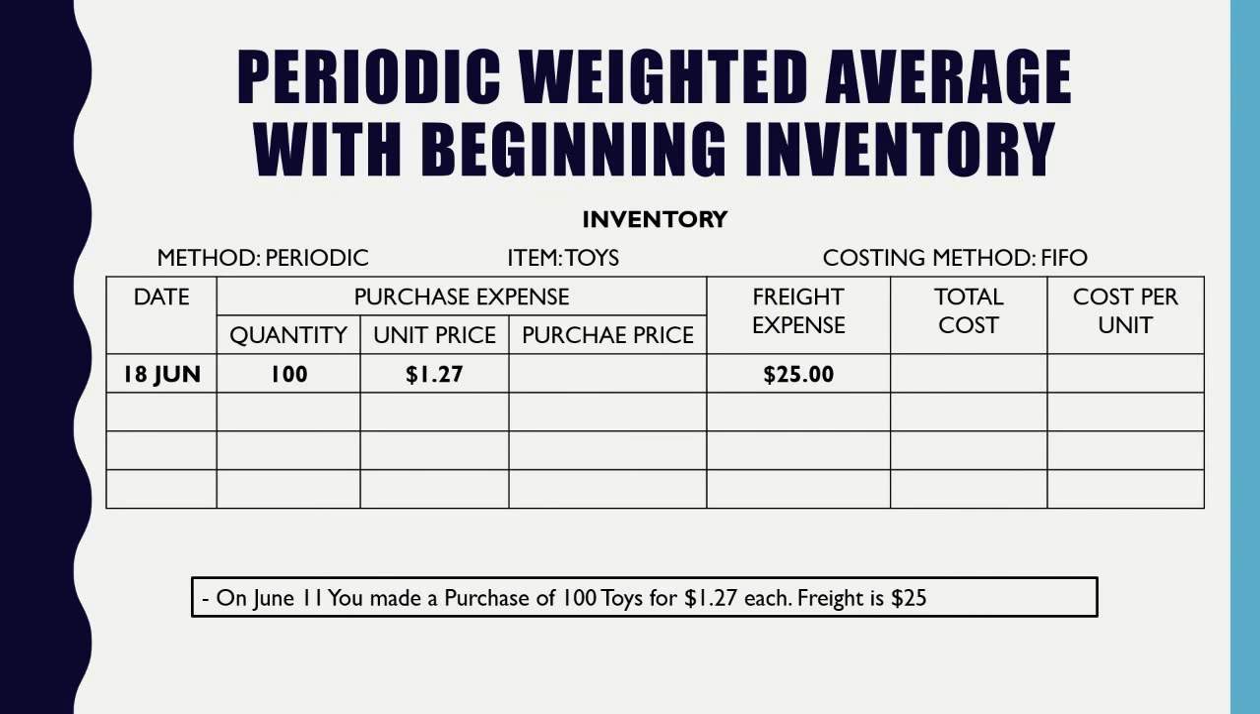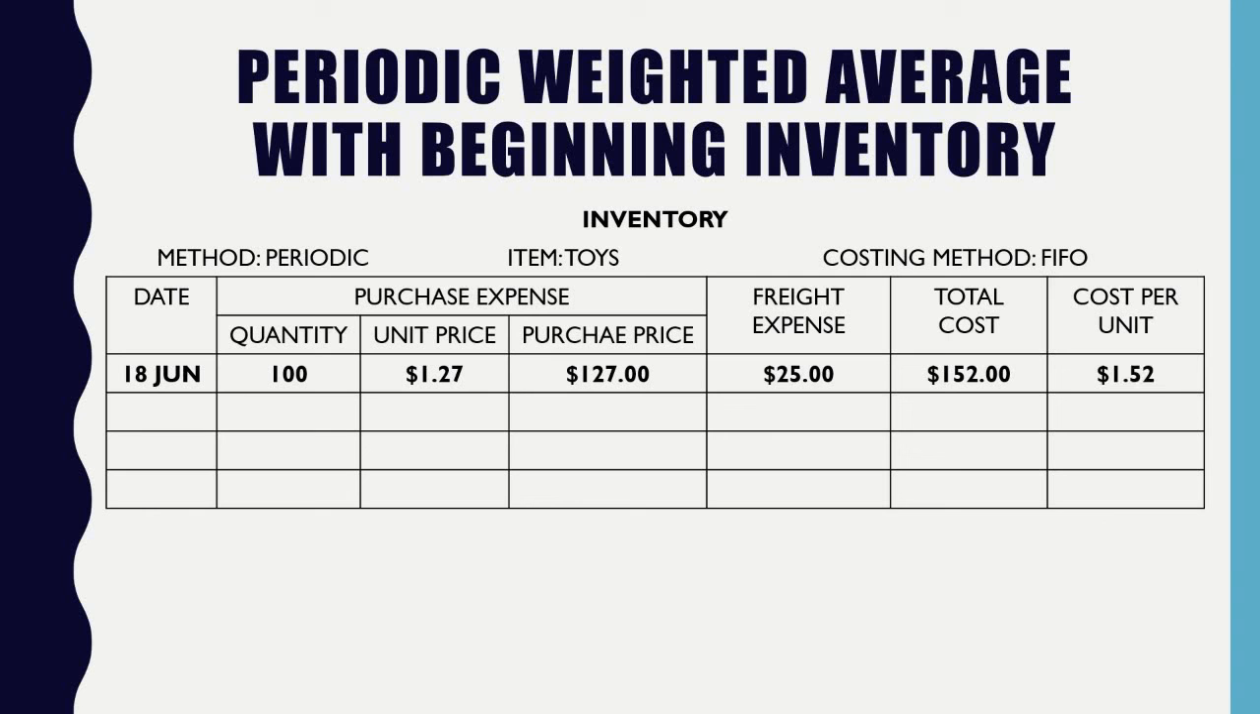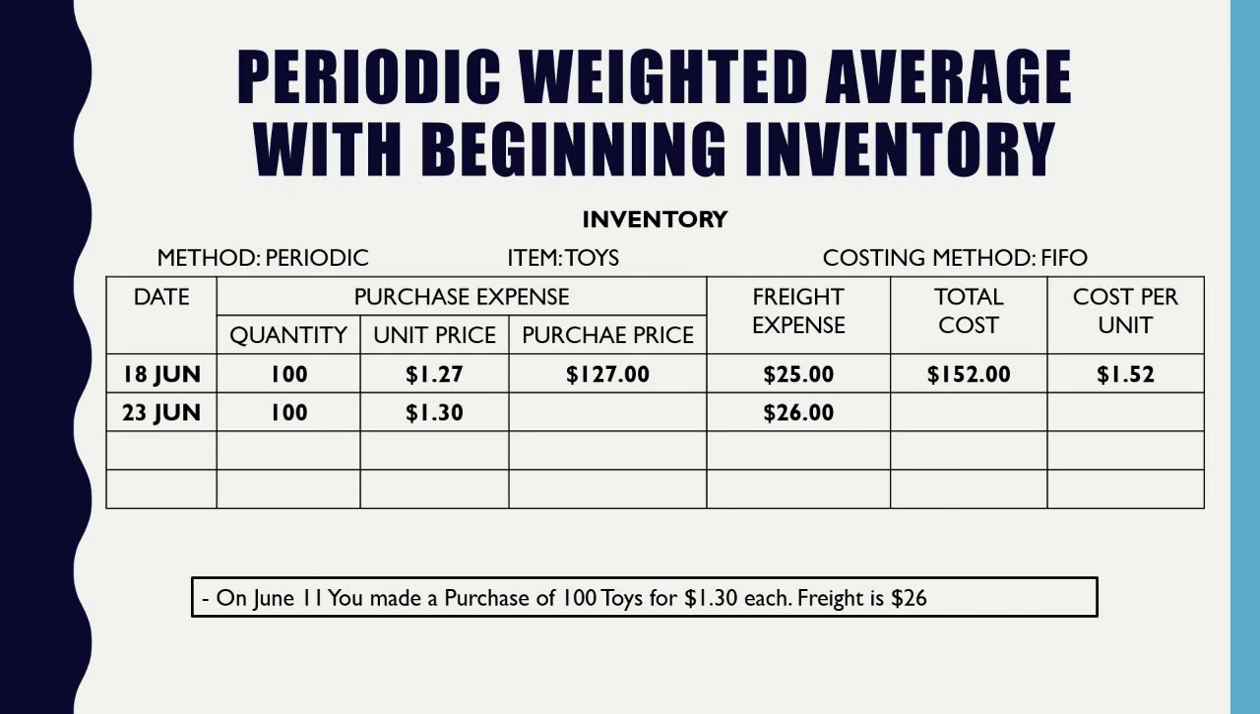Okay. So again, we plug in our numbers. In this case, we purchased another 100 items at $1.27, which gives us $127. Adding my freight of $25 should give you $152. I just did that for practice only. And then we bought another 100 items at $1.30, which should give us $130 plus my $26, which makes it $156, which makes it $1.56.